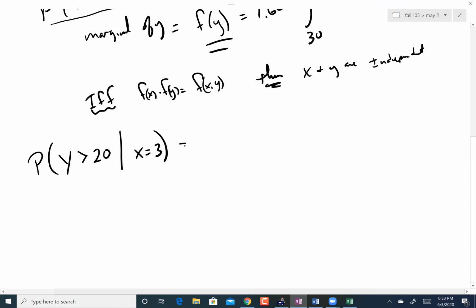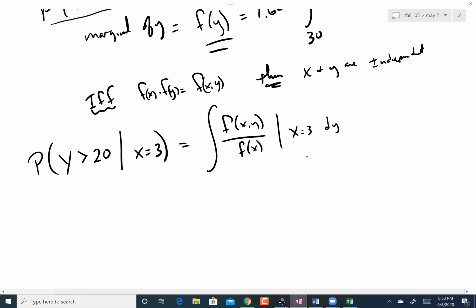Well, remember, it is the function of x and y divided by the marginal of x only, such that x is equal to 3, and then integrate with respect to y. That's what this problem is asking me to do. There should be no x's in this problem when we get done.